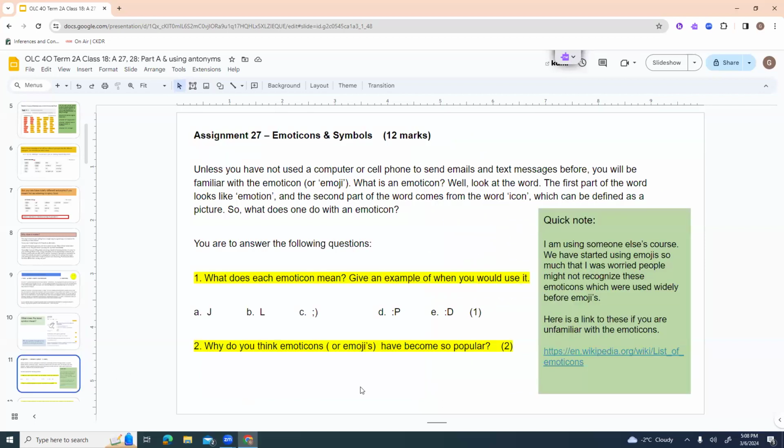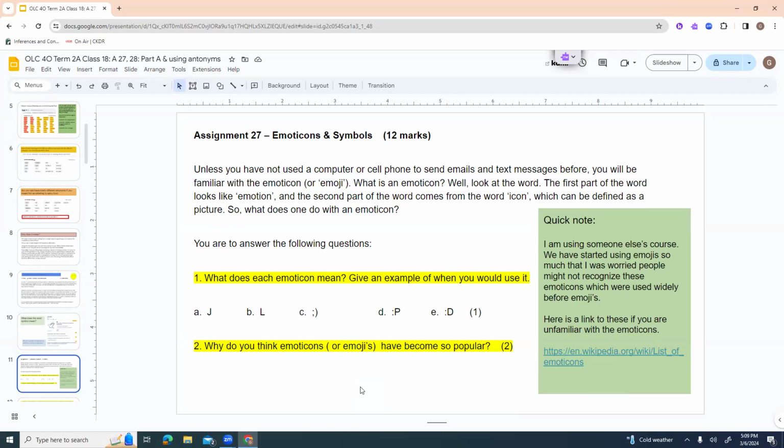Okay, so assignment 27 is about emoticons and symbols. And this was written slightly long ago, so there are a few things in this particular lesson that may seem a little bit old-fashioned, and I apologize. This is just what we have to work with, okay?